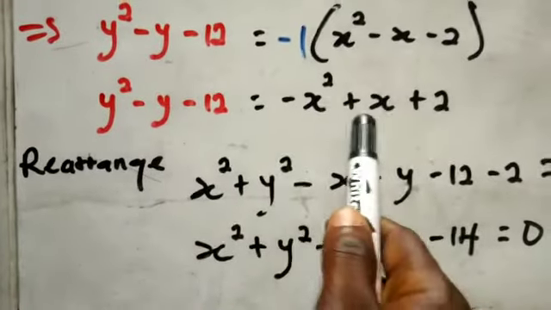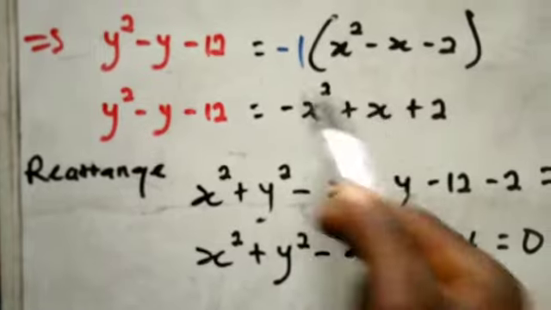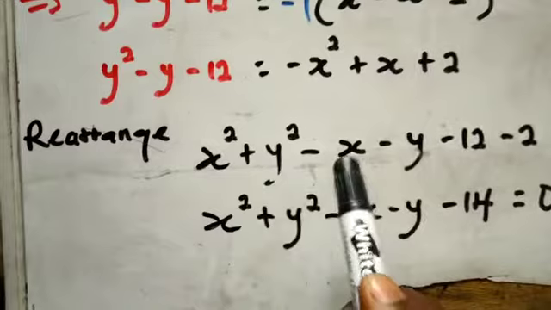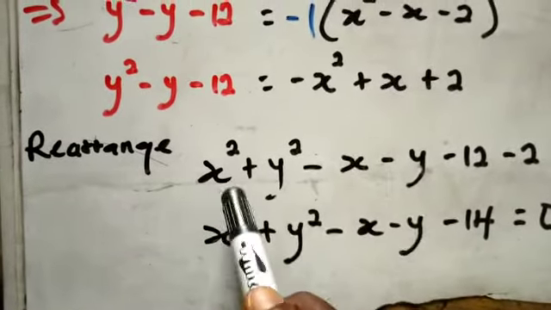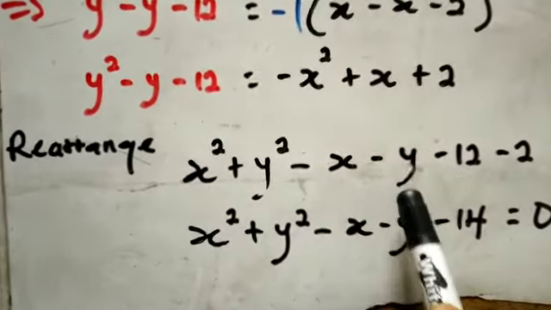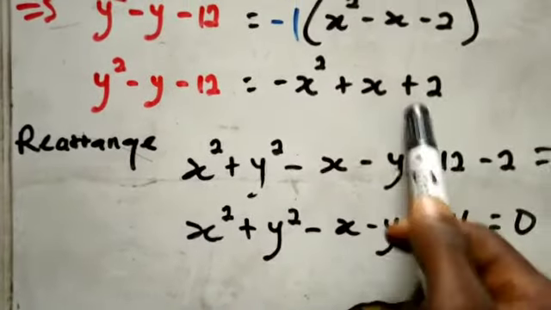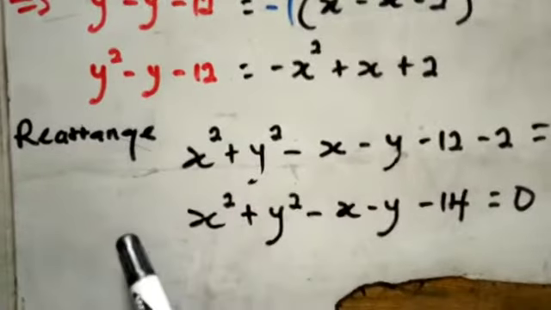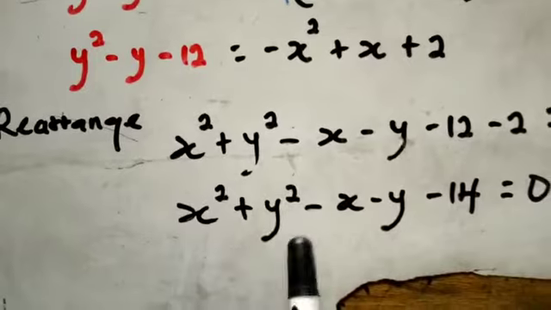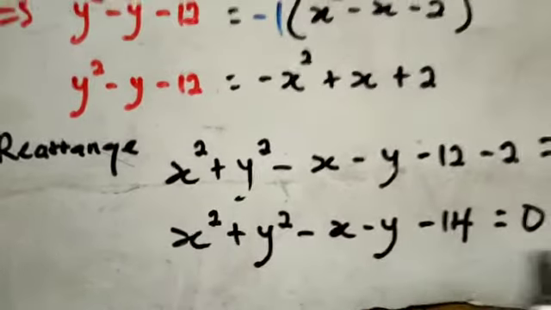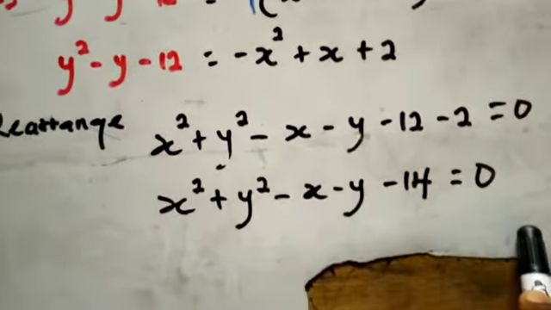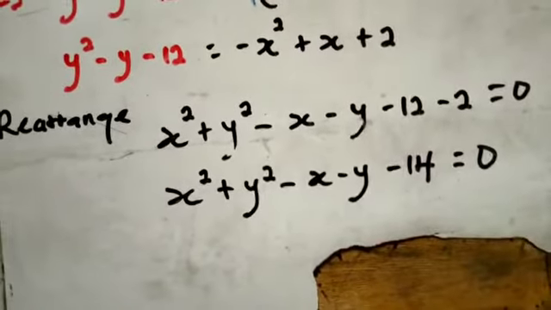Okay, so when you rearrange everything, it means that we are bringing everything to the right hand side of the equation. Is that okay? So this is how the general equation goes: x squared comes first, right? So x squared and then plus y squared minus x minus y minus 12 minus 2, because we are sending everything to the right hand side of the equation. So when I group everything perfectly, I'll have x squared plus y squared minus x minus y minus 14 is equal to 0. This is exactly how the general equation of a circle looks like. Is that okay? So this is how you solve this type of equation.